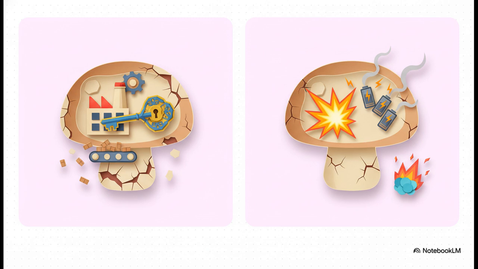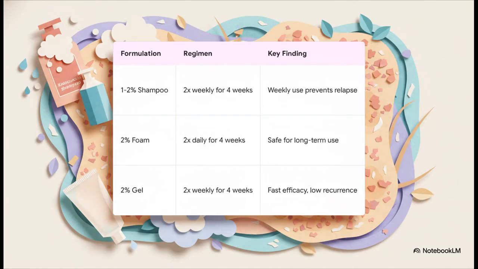But here's the extra pearl for ciclopirox. It's also anti-inflammatory because it inhibits prostaglandins and leukotrienes. Let's get into the nitty-gritty for ketoconazole. For the shampoo, at 1 to 2%, the treatment dose is twice weekly for 4 weeks. A key finding to remember is that once-weekly use is effective for maintenance to prevent relapse.